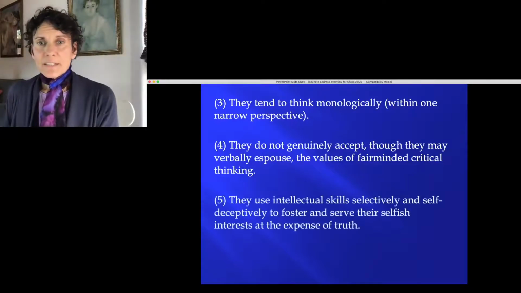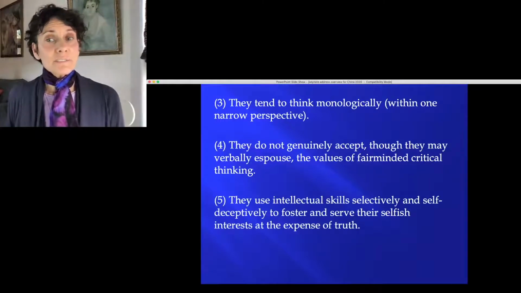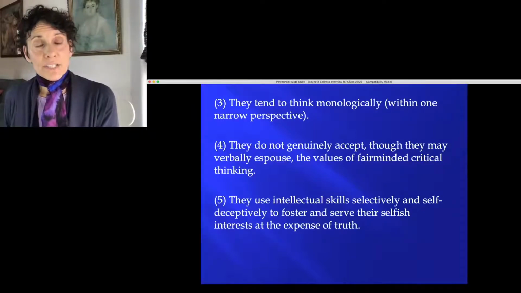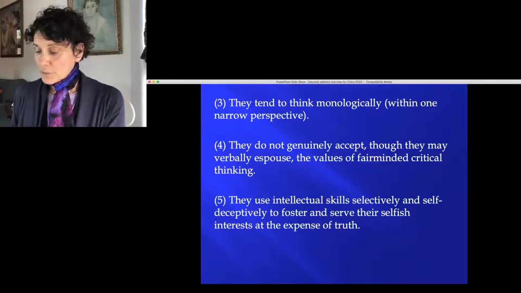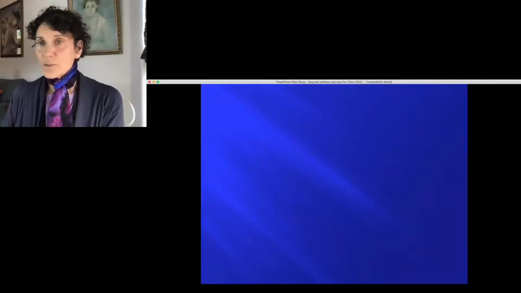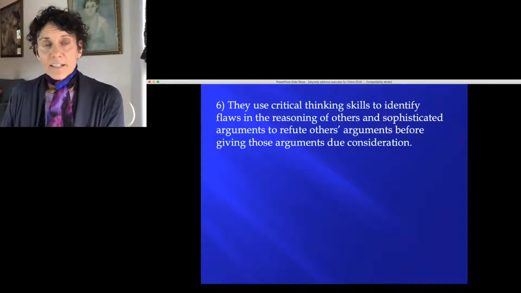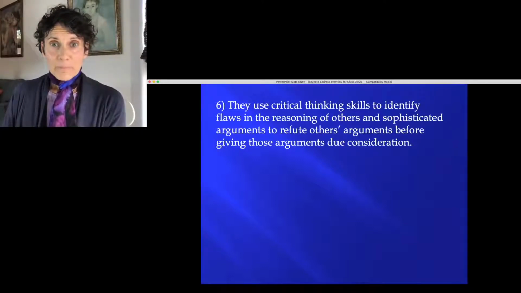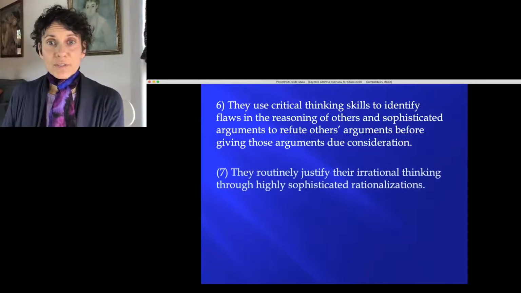And they tend to use intellectual skills selectively and self-deceptively to foster and serve, again, their selfish interests, often ignoring the truth. And each of us needs to think about the degree to which we are strong sense or weak sense critical thinkers. And weak sense critical thinkers also use critical thinking skills to identify flaws in the reasoning of others, and sophisticated arguments to refute others' arguments before giving those arguments due consideration.